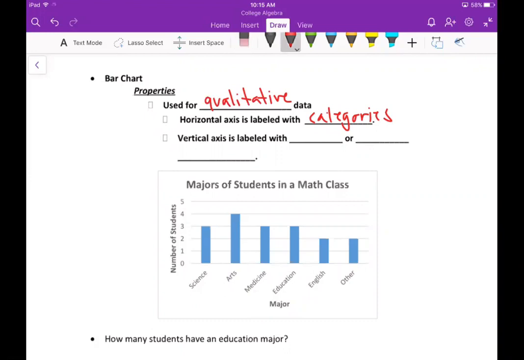The vertical axis, however, is the same. We're still either going to see frequency or that relative frequency on the vertical axis. How many, in this case, students were in that category, or what percentage of students fit into that category.